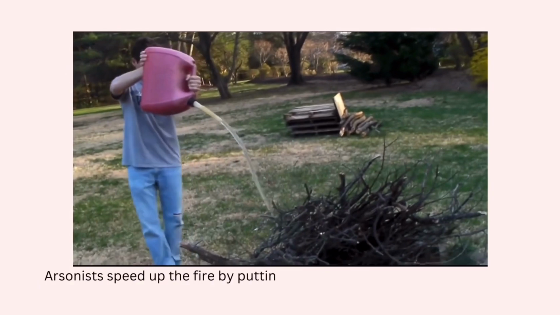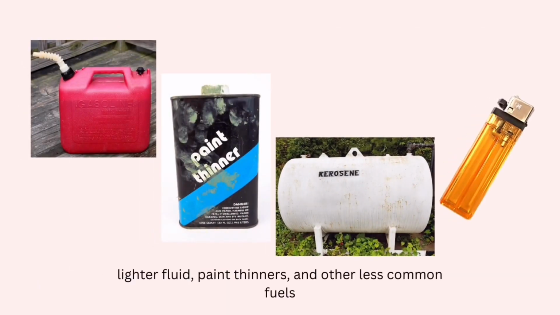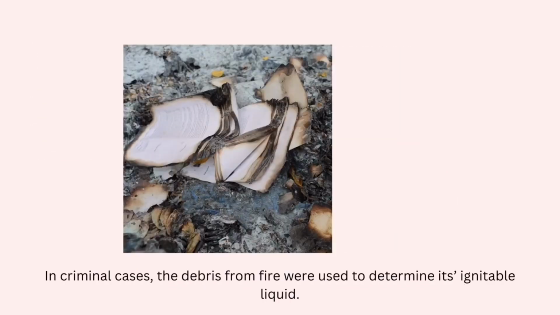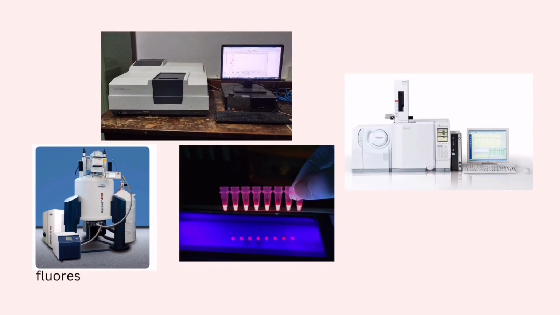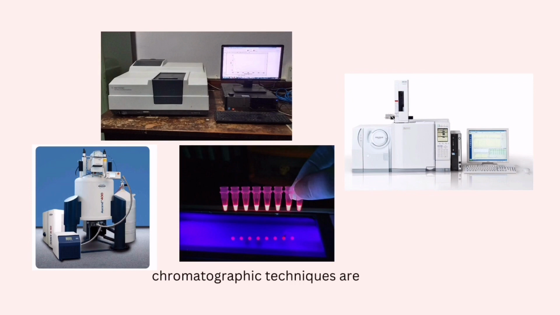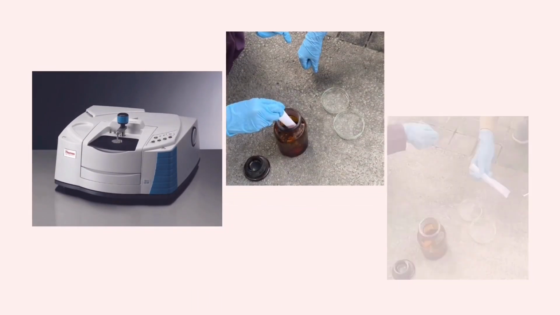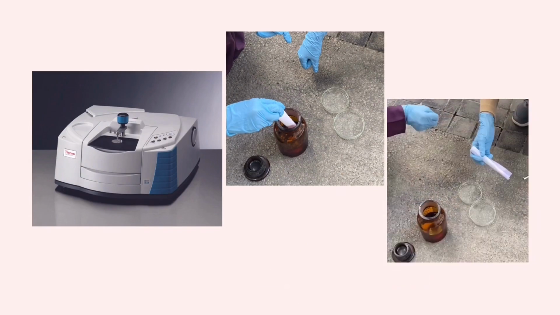Arsonists start the fire by using ignitable liquids such as gasoline, kerosene, lighter fluid, paint thinners, and other less common fuels. In criminal cases, the debris from fire is used to determine its ignitable liquid. Instruments such as NMR spectroscopy, fluorescence spectroscopy, UV-visible spectroscopy, and gas or liquid chromatography are usually applied. In this report, ATR-FTIR was used to detect the ignitable liquids, kerosene and gasoline, that were used to ignite fire on A4 paper samples.